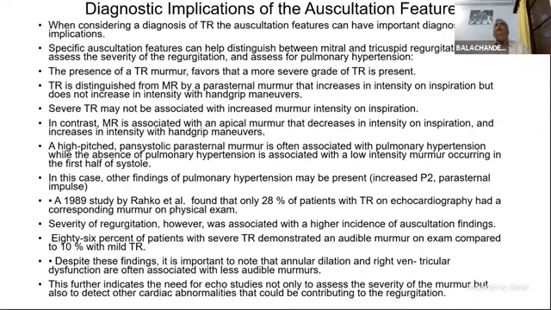What are the diagnostic implications of these auscultatory findings? When you consider the diagnosis of TR, the auscultatory features can have important implications. And there are specific auscultation features which will help between MR and TR. That's the first differential diagnosis. The presence of TR favors that a more severe grade of TR is present. And of course, you know that the MR murmur increases on expiration and the TR murmur increases on inspiration.